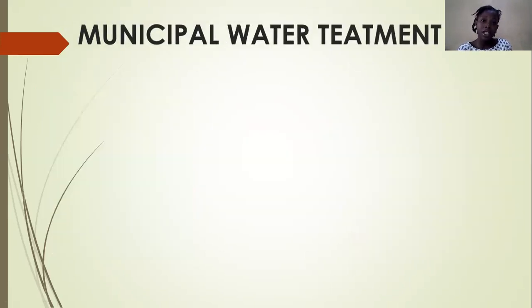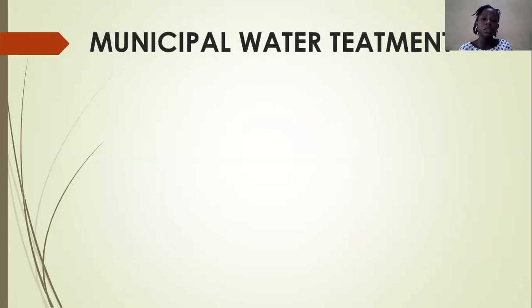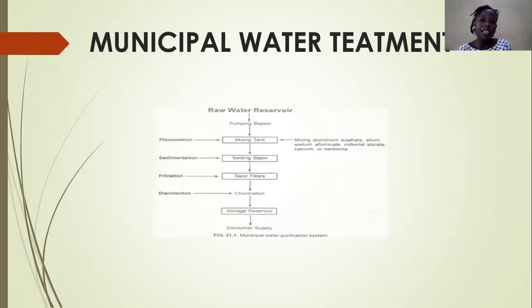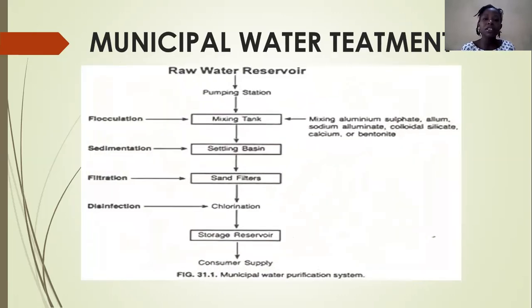Now, next on today, we are going to look into municipal water treatment. That is treatment of water for public use. Now, look at this image. The process involved is that raw water reservoir, that means water from various sources, from river, from rain. Now, rainwater, remember I mentioned that rainwater is the purest form of distilled water.